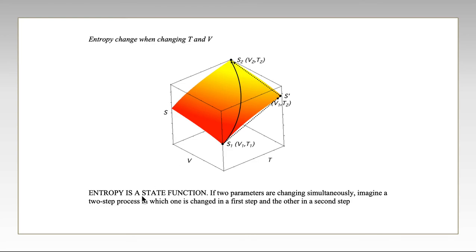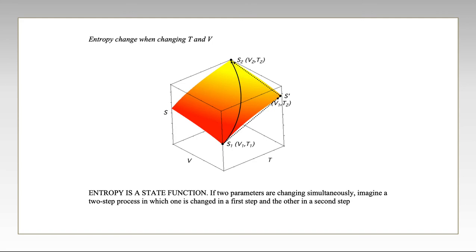Entropy is a state function. It doesn't matter how we get from state 1 to state 2. It just matters that we got there. So we can break up the process into two known steps. We'll break it up into an isochoric step, where the volume is constant and we just do heating, changing the temperature. And then the second step will be an isothermal step, where we change the volume in an expansion or compression.